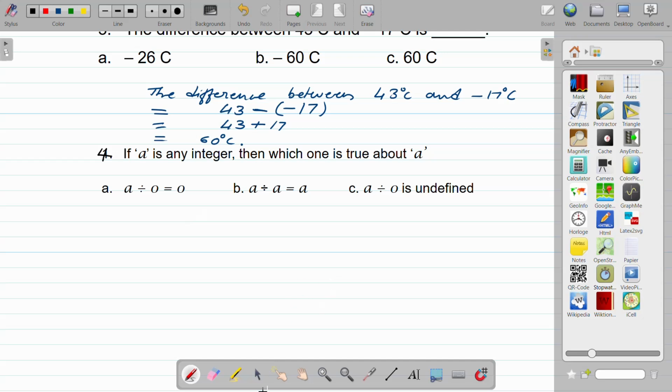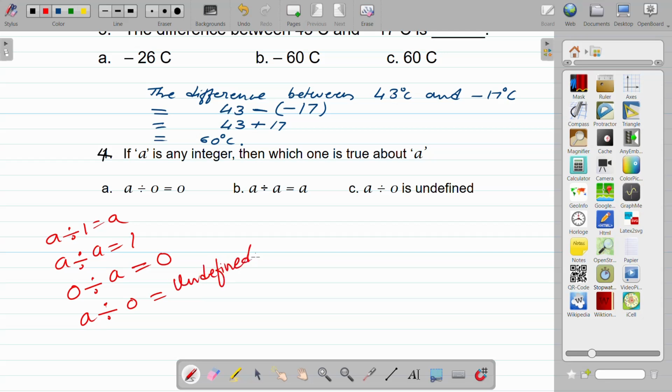Now look at this. There are four properties on that. All the four properties you have to remember. First one, A divided by 1 is A. This is division by 1 we used to see. And the same number divided by the same number is 1. And then 0 divided by a number is 0. And last, A divided by 0 is undefined, or they will call it meaningless. Okay, these four properties are there. All the four properties you have to remember.